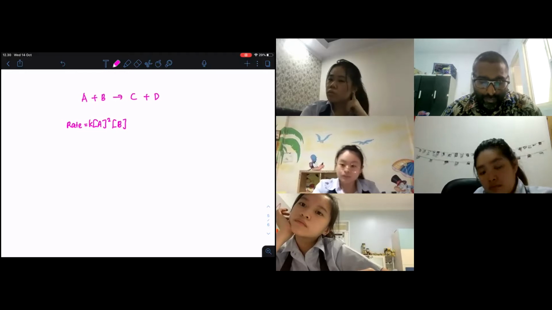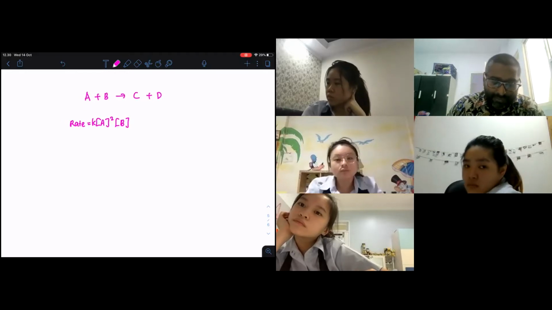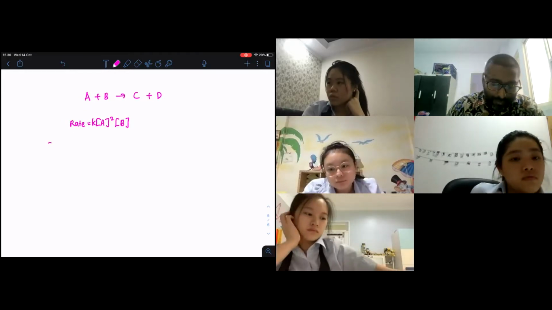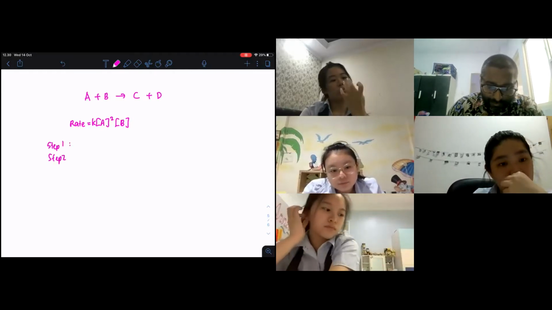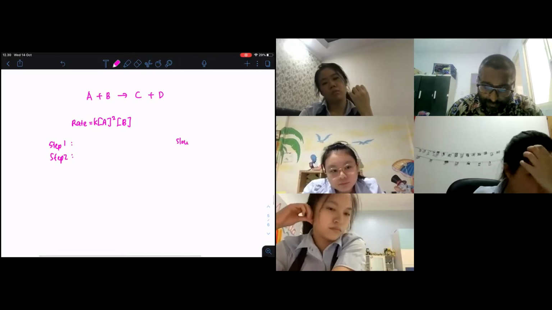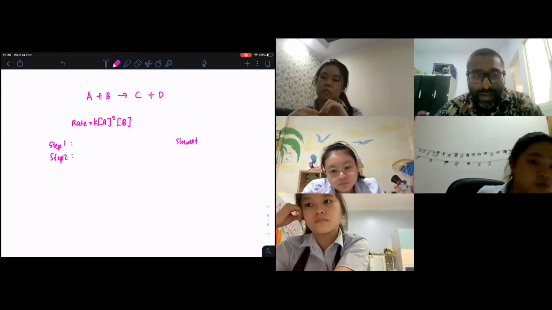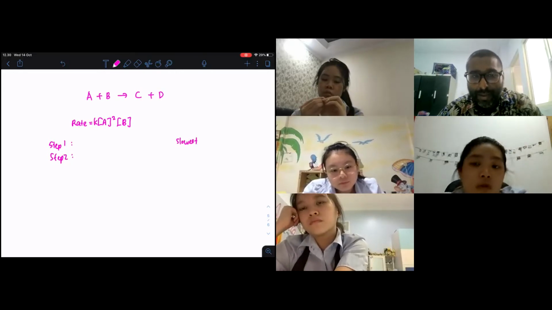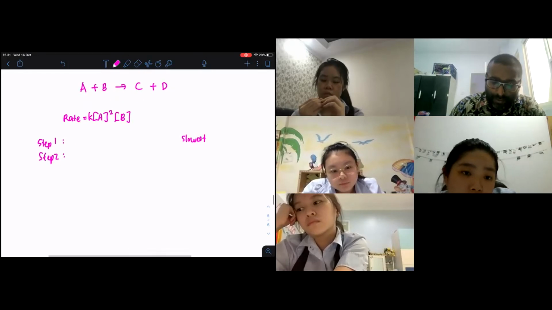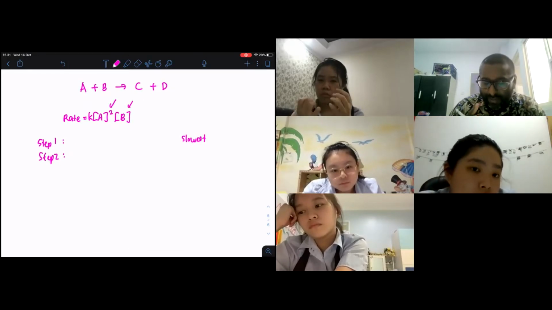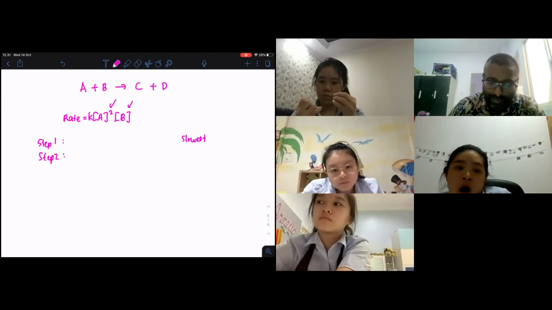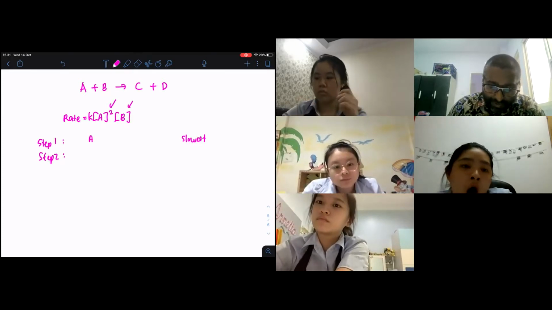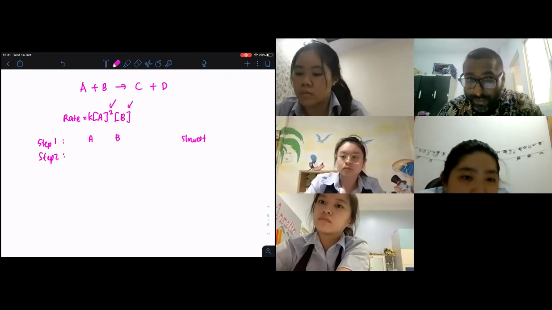Now, if they ask you, this has a two-step mechanism, so we want to write it as step 1, step 2. I know the first step is going to be the slower step, which is the rate determining step. So when I write down the slower step, I need to consider all this. If A and B are inside your rate equation, it means A and B must be here in your step number 1.